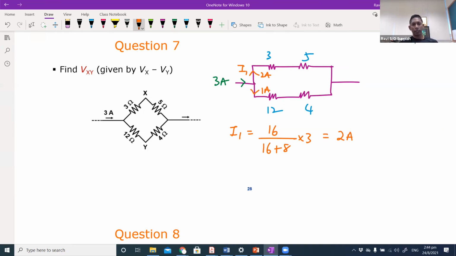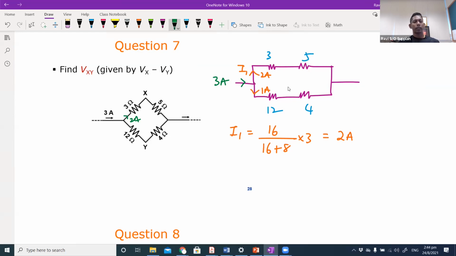We already know the current coming in, the resistance on the top branch, and the resistance on the bottom branch. Using the current divider rule, you can find I1, so you also know I2 over here. Now the next thing is, using this information, how much is my Vx, how much is my Vy? If 2 ampere is coming in this direction, going through, 2 times 3 means I have a voltage drop of 6 volts across the 3 ohm resistor.